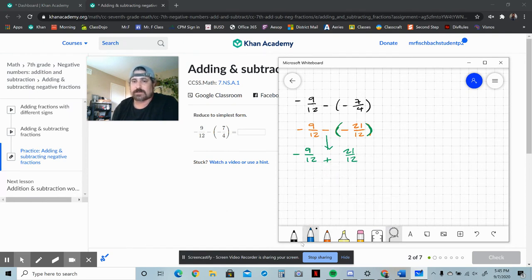Who's going to win? The signs are different, so I've got to find the difference. Who's going to win? Oh, positive. Positive is going to win, so the answer is going to be a positive. Put a positive in a box, right?